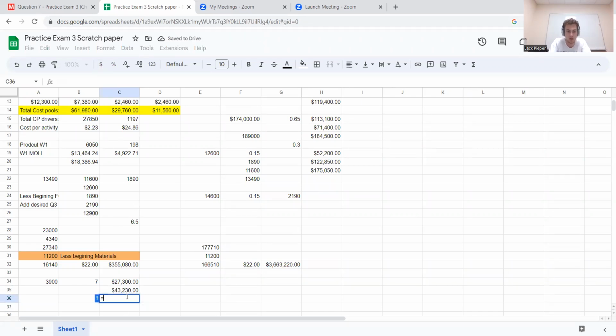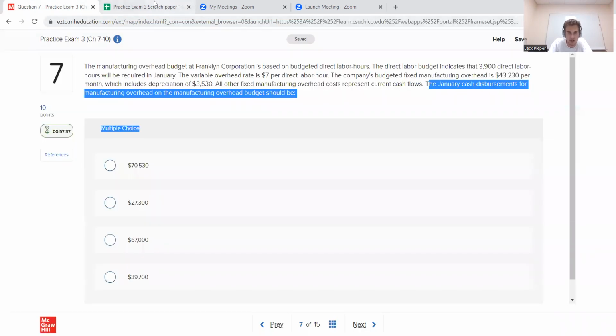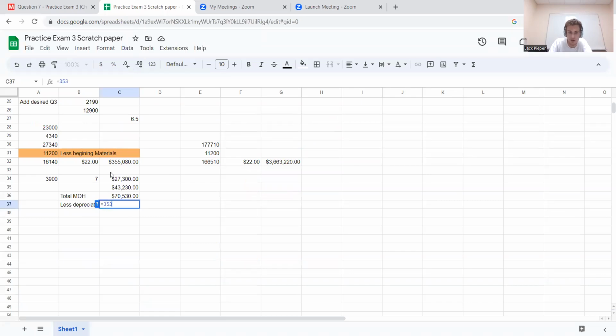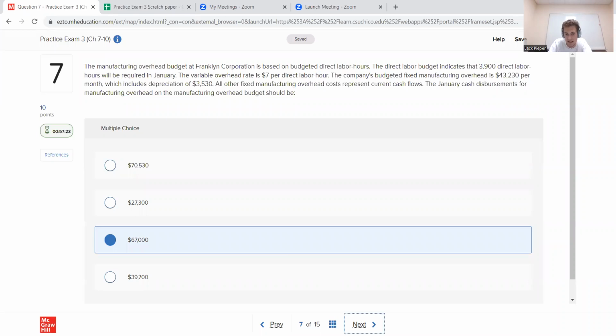So this is our total overhead. So if we're going to put that on a balance sheet, that would be our total overhead. But we need to subtract out, less, depreciation. So total overhead less depreciation gets you your cash disbursements, right? So the depreciation was 3,530, and that's in dollars. So we'll do this minus this, 67,000. Okay, that's the cash. Cool.